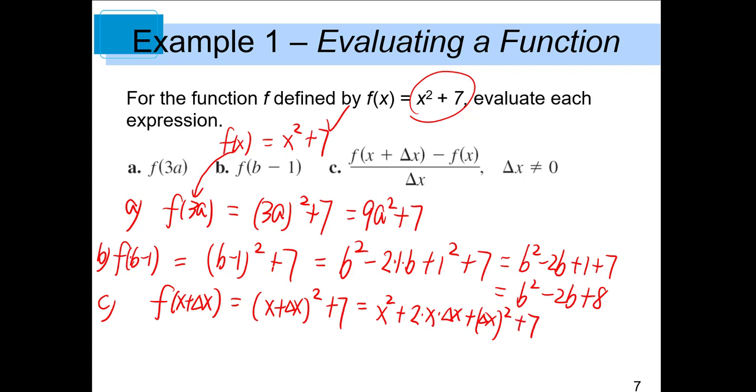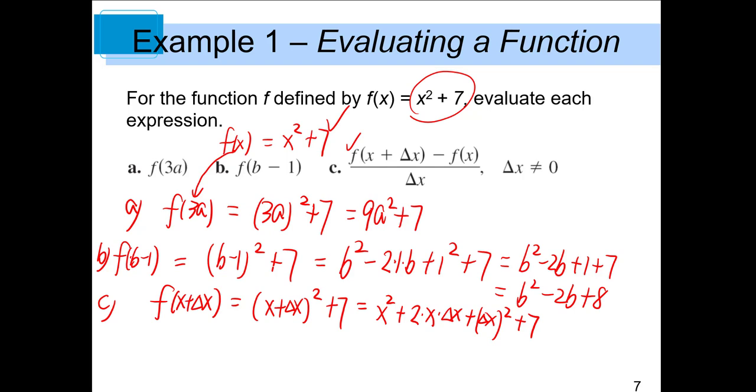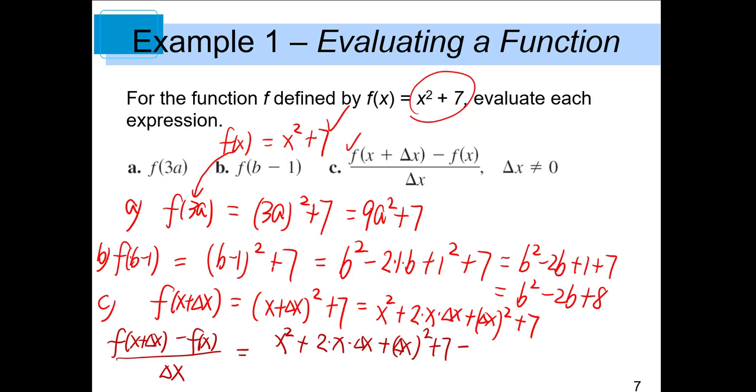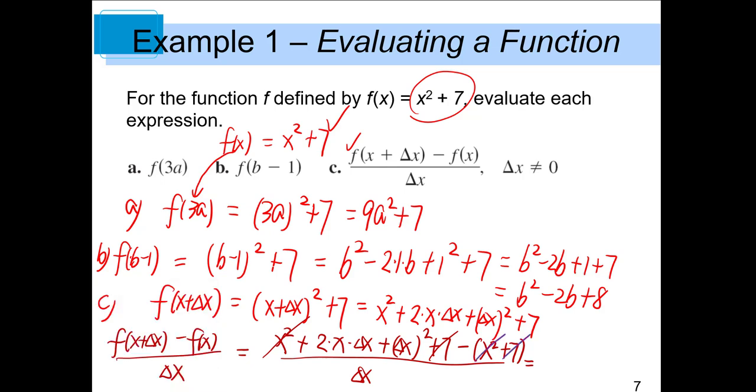adding 7, right? Now we know f of x plus delta x, and we also know f of x, then we can get the difference quotient. So f of x plus delta x minus f of x, over delta x. On the top we get x squared plus 2 times x times delta x plus delta x squared adding 7, and the other one, f of x, is x squared plus 7, over delta x. Now if we expand it, we're going to cancel a couple of terms, right? X squared gets cancelled, and also the 7 gets cancelled, right? Both of them get cancelled. So we get 2x delta x plus delta x squared over delta x.